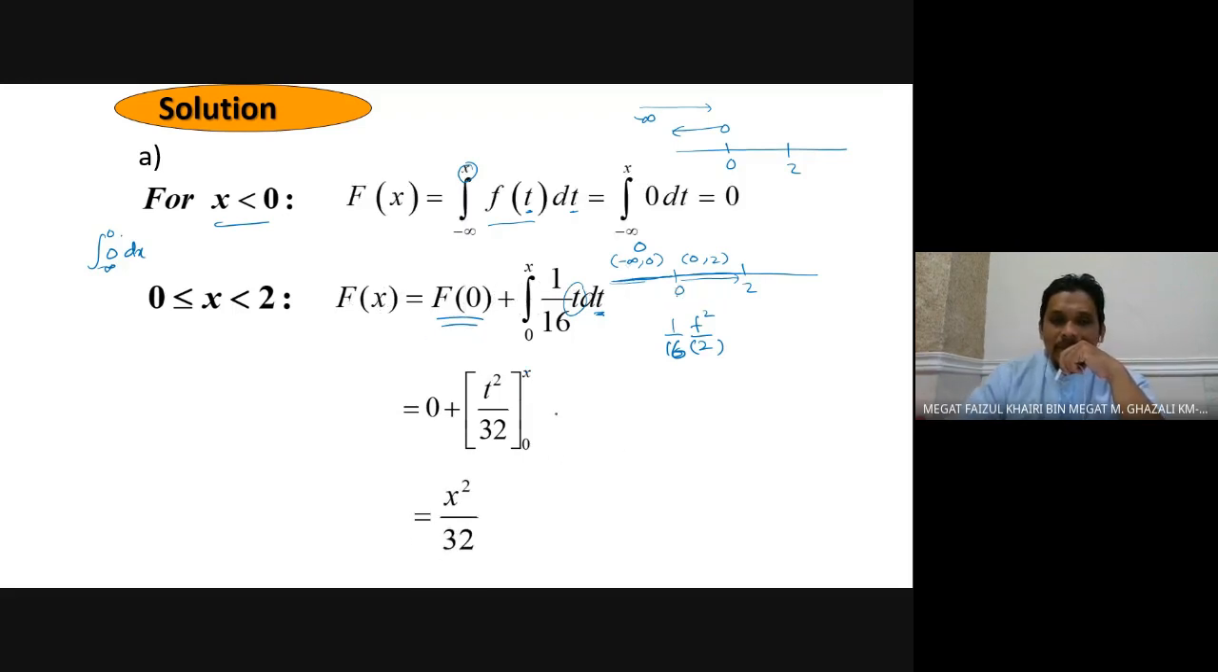For this one here now, 0 is 0. For this one, the first is x squared over 32 minus 0 squared over 32, which is equal to 0. So that we get x squared over 32.